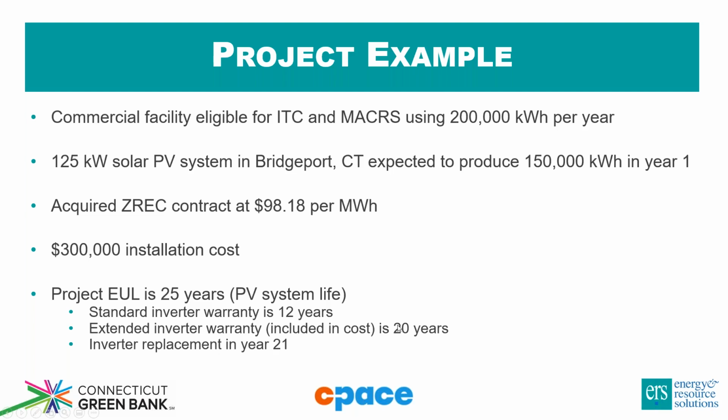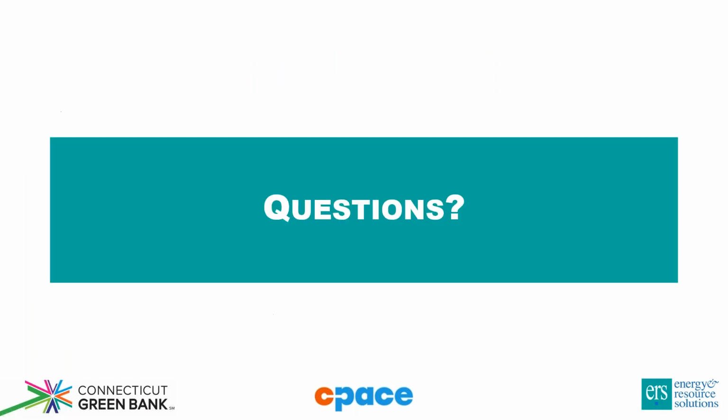And then on top of that, in order to extend the life to 25 years, which we'll go over in more detail as we're entering data into the workbook, you can include an inverter replacement cost in year 21 in order to extend that life. So this is just a quick summary of the project that we're going to be going over. So before we dive into the spreadsheet, does anyone have any questions? All right.